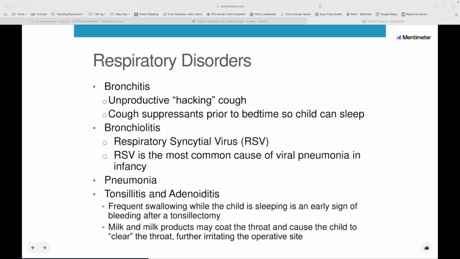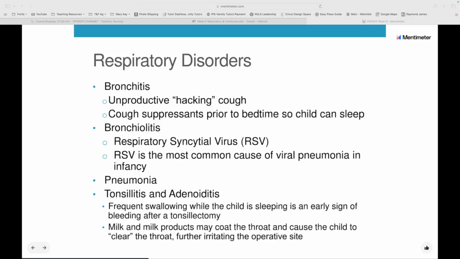They can also be listless, have a poor appetite, and if they have unilateral pneumonia, they tend to lie on that affected side. We can confirm pneumonia with an X-ray, and we can also look for an elevated white blood cell count. We can do cultures to figure out which organism is causing the pneumonia. And then it's really important to keep their oxygen saturations above 90%.